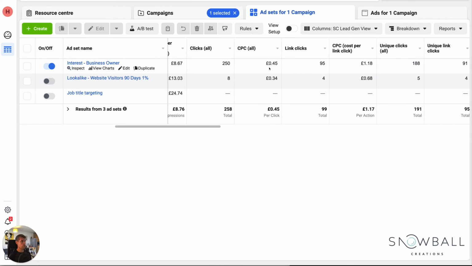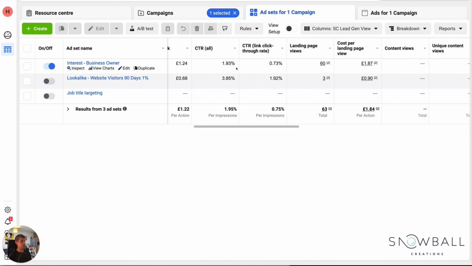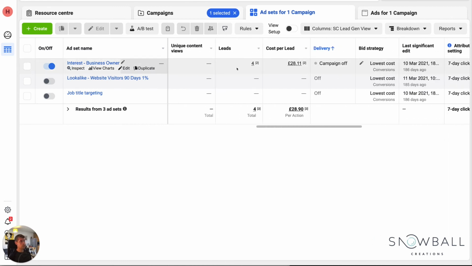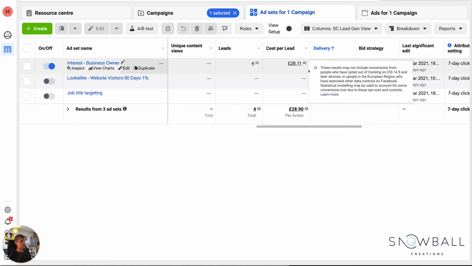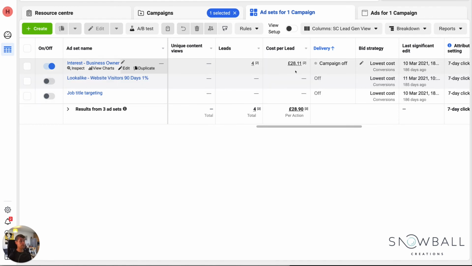But overall, if we were assuming that they had spent similar amounts, this did deliver us 4 leads at a cost per lead of £28 per lead, which is great for this particular client. They were looking for anything under £40. So when we delivered them £28 cost per lead, they were very happy, and we could scale this up potentially if we wanted to later on. So this is the flow.